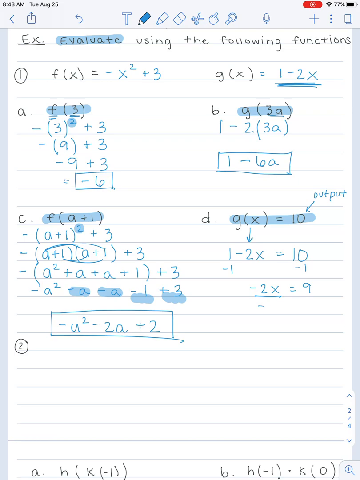We're going to divide by negative 2 on both sides. And we get that x is negative 9/2. You can put that as a decimal as well. I'm kind of flexible on what you do as your answers there. Okay, so those are some types of problems you're going to see.